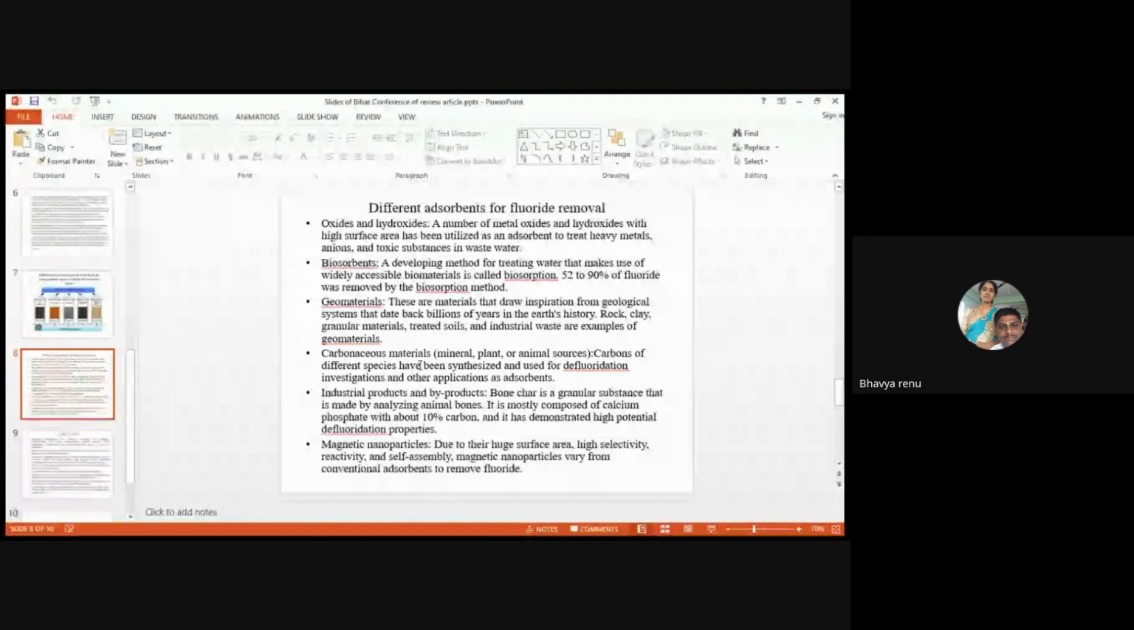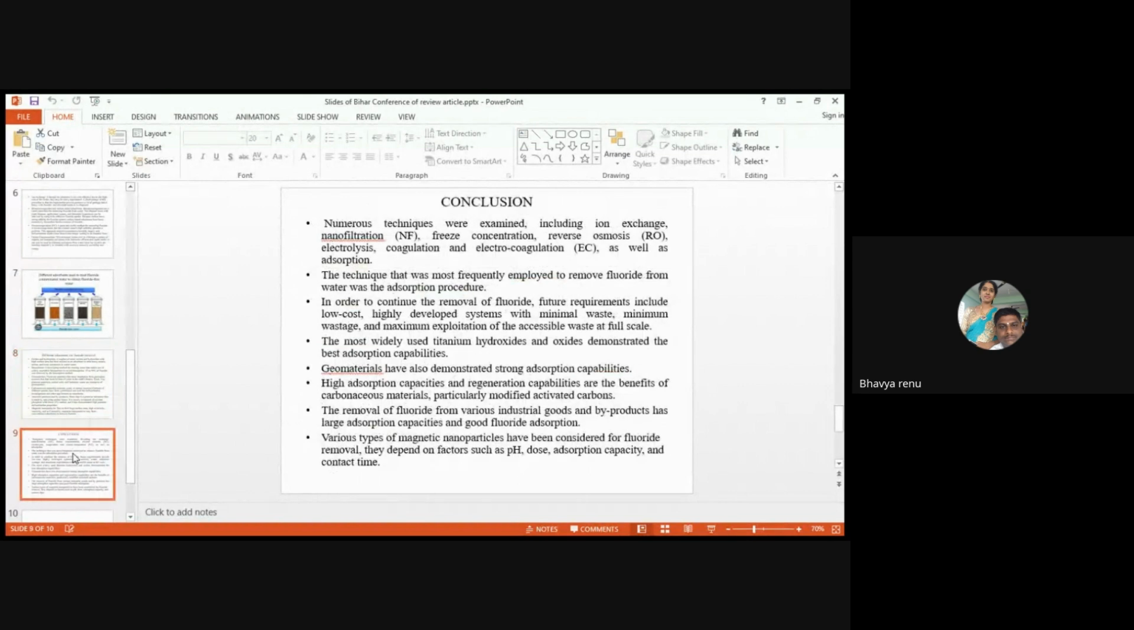Carbonaceous materials means materials which contain carbon, used for defluoridation. Industrial products, for example, bone char, a granular substance made from animal bones. By modifying bone char also, we can remove fluoride. And magnetic nanoparticles, due to their large surface area, high selectivity, and reactivity, are used to remove fluoride from groundwater.